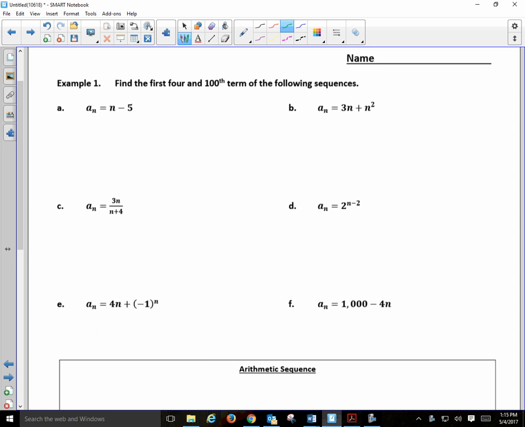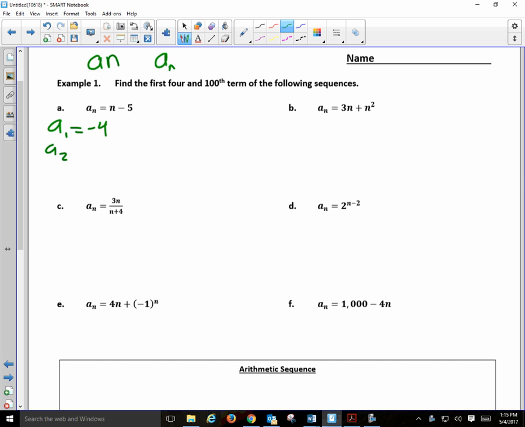This sequence says it is a sub n, and it's determined by n minus 5. This is not "an." "An" is an indefinite article that we use in the English language. This is rather a sub n, okay? So a sub 1, or the first term, is equal to simply 1 minus 5, which is negative 4.